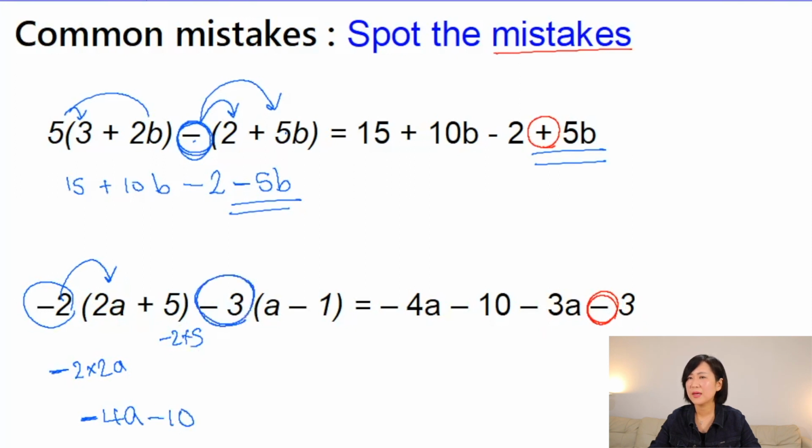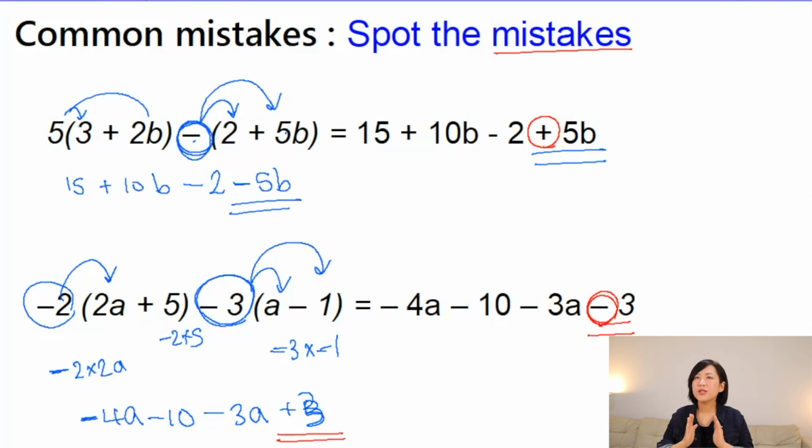Then again, be careful with it because you are times minus 3. So minus 3 times a is a minus 3a. Minus 3 times minus 1, when you multiply negative numbers, that gives you plus, right? Negative 3 times negative 1 gives you positive 3. Be careful. So always when you expand the bracket, be careful with the minus. This is a very common mistake. So always you need to think carefully.